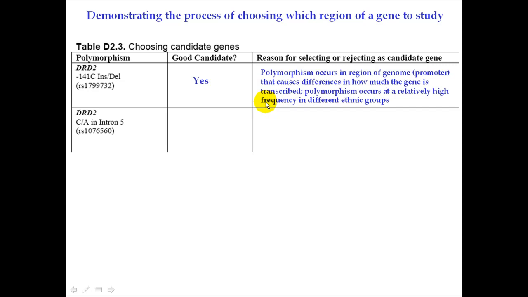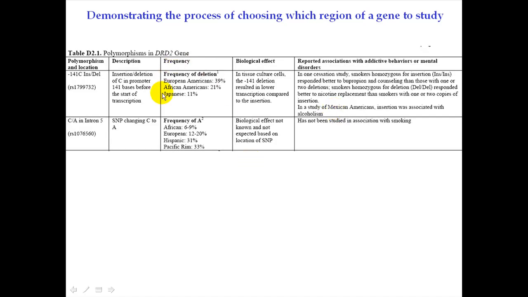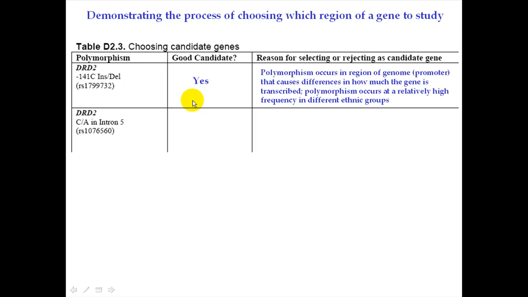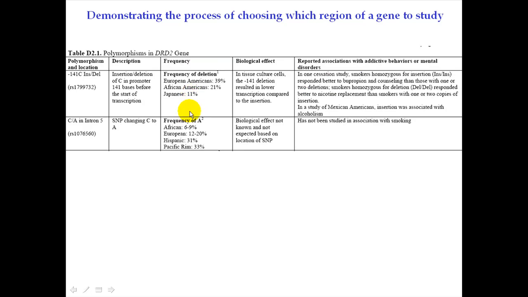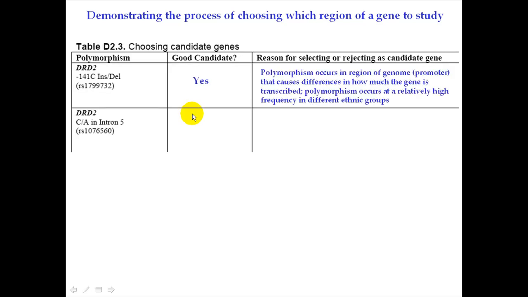That was one of the criteria that we listed as far as something that might make a gene region a good candidate. Not only that, but this polymorphism occurs at a relatively high frequency in different ethnic groups. So again, this portion of the table tells you that it's a relatively high frequency between different ethnic groups. And that was one of the criteria that we listed as far as what might make a gene region have a lot of potential as far as possibly causing differences between different people. Right? So by using the criteria that we listed before, and by using the information in tables like this, you should be able to make an argument as far as whether a gene region is a good candidate to study or a bad candidate to study as far as possibly having an effect on smoking behavior.